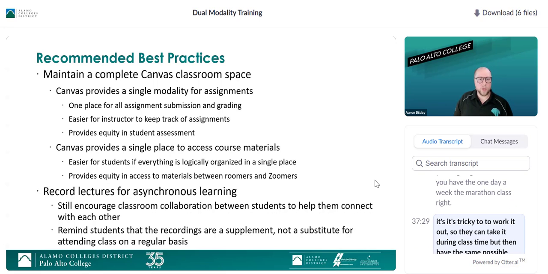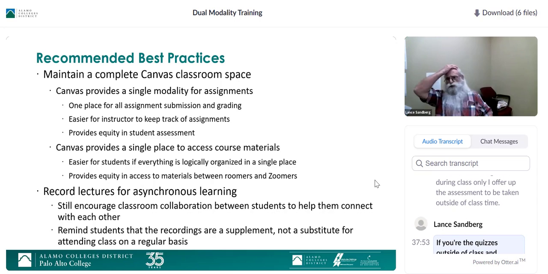It's tricky to work it out so they can take it during class time, but then have the same possible experience in the dual modality format. That is probably one of the trickier ones to sort out. My way of solving it is I simply don't have them restricted to taking them during class only. I offer up the assessment to be taken outside of class time. I do the quizzes outside of class. The assignments get basically turned in outside of class on their time.